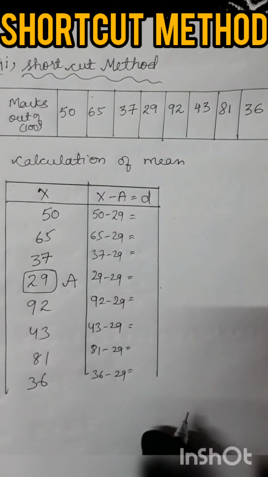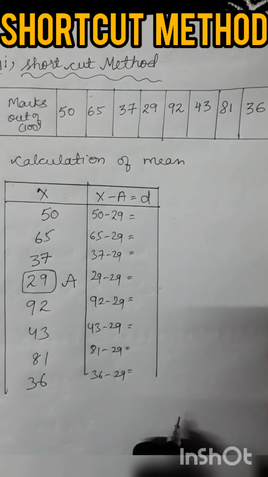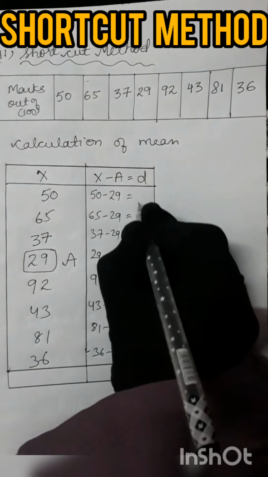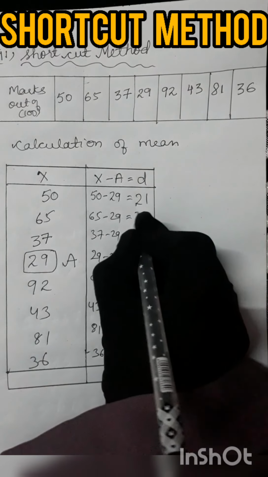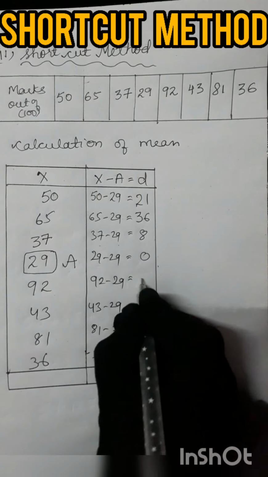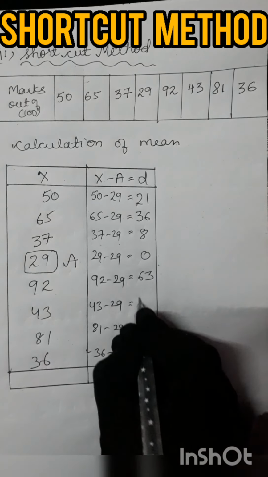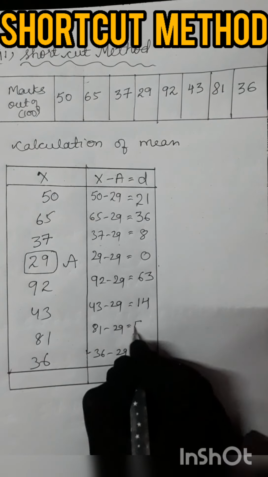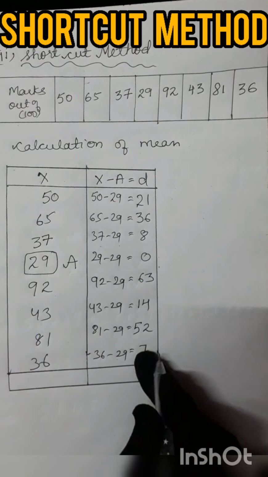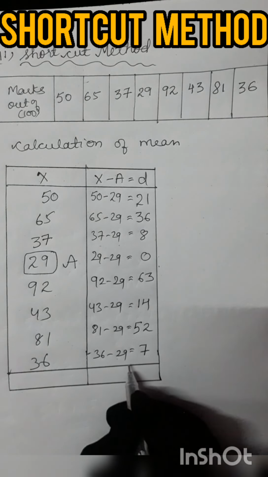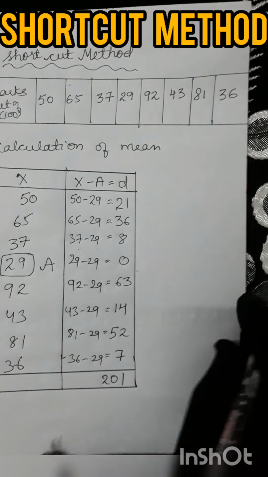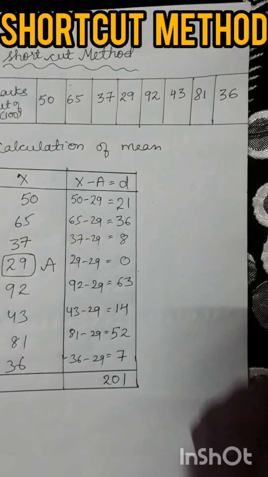A means assume mean. So when we deduct these numbers, we'll get the values 50 minus 29, 21, 36, 8, 0, 63, 14, 52, 7. So now we got all the values of D. Do the sum of all the values. We'll get 201. Sigma D is 201.